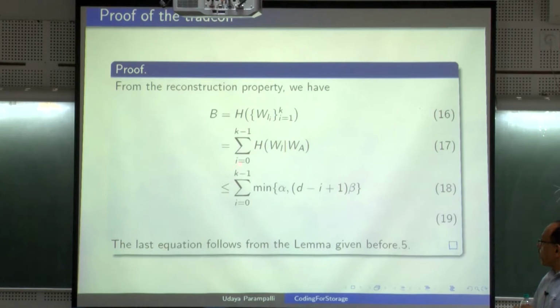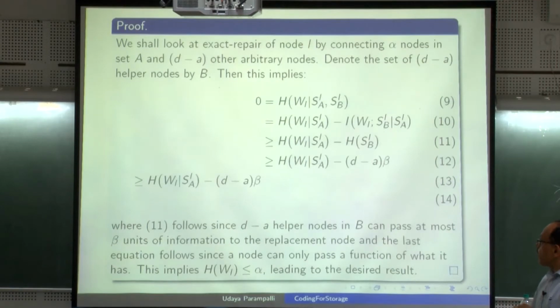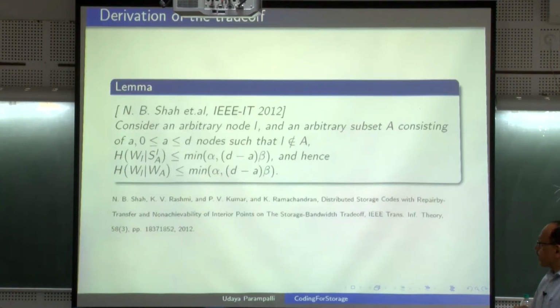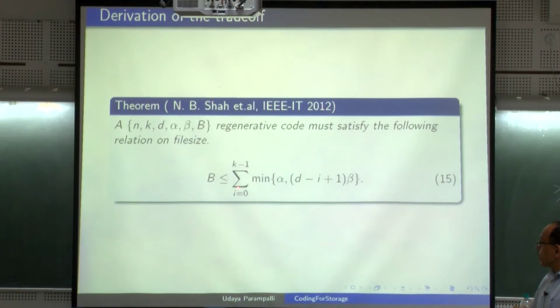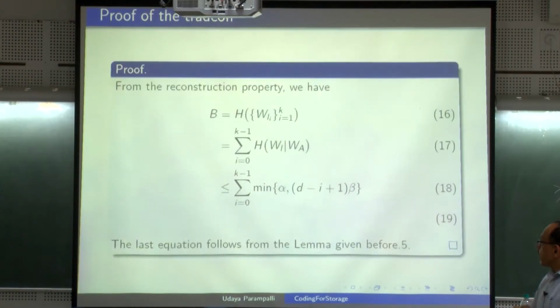That can now be written using the chain rule. So you take the sum for i equal to 0 to k minus 1 of H of Wi given W-previous. From the previous expression, the lemma, that is equal to the minimum of alpha and (d minus i) beta, summed over i equal to 0 to k minus 1. So this is the minimum of alpha and (d minus i plus 1) beta. The last equation follows from the lemma given below, so once you have the lemma, you just apply it and get that.